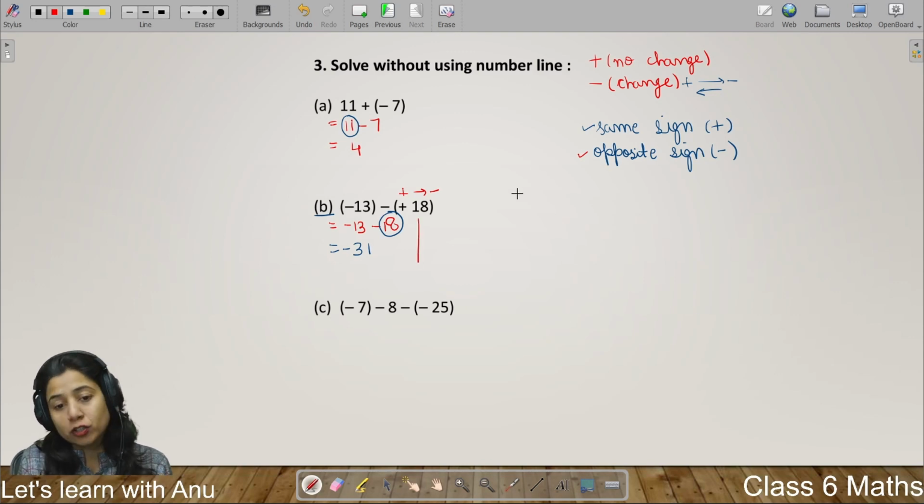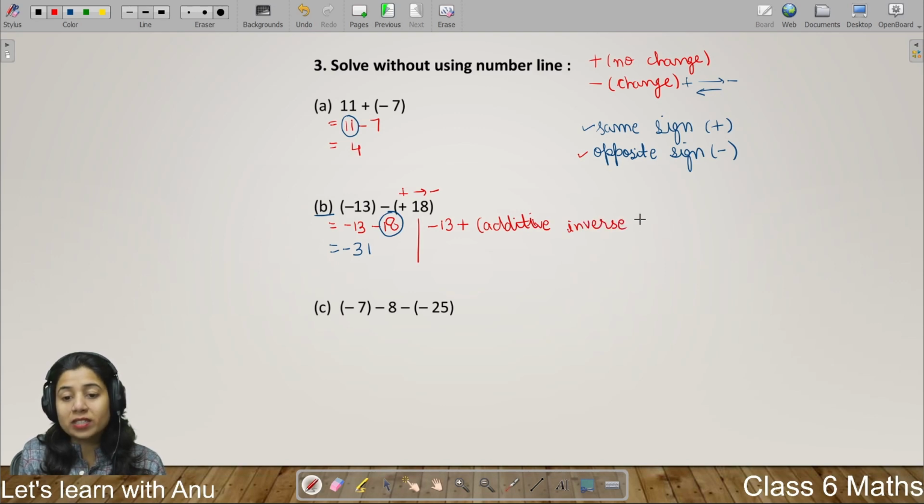Second method is using additive inverse. So in subtraction questions, we change the negative sign to positive and instead of that, we write additive inverse of that number. So we are going to add additive inverse of 18. Now what is additive inverse of 18? When we change the sign of that number. So for positive 18, the additive inverse is going to be minus 18. Now the same rules are applicable, same sign, addition is happening and sign will come of bigger number, minus 31. I hope everyone is clear.